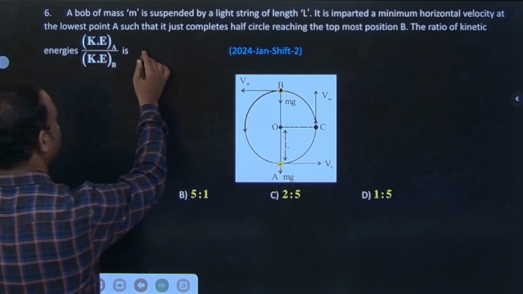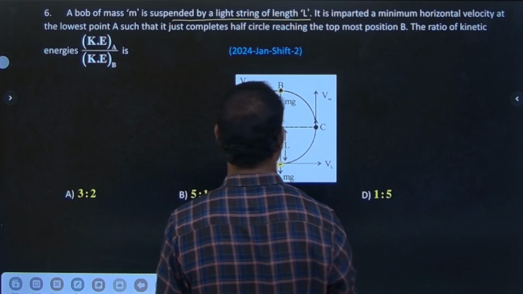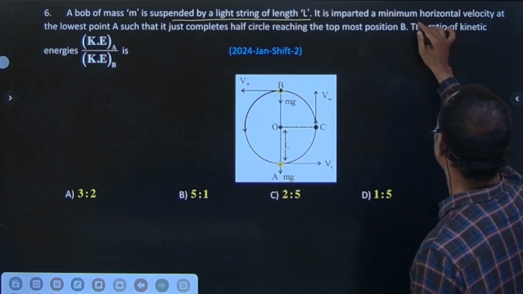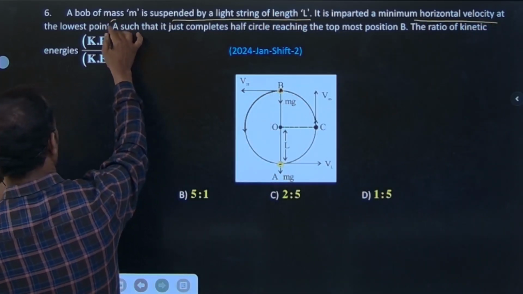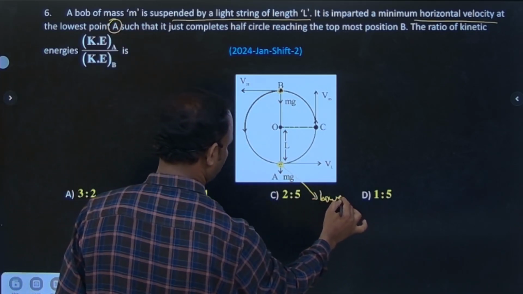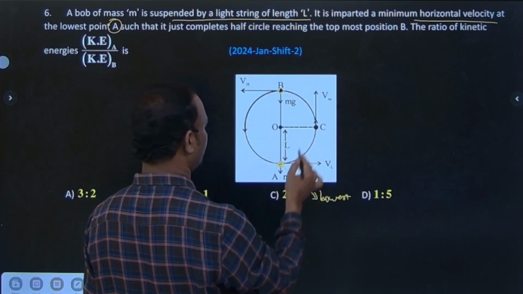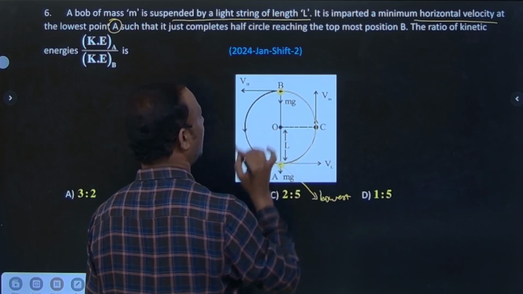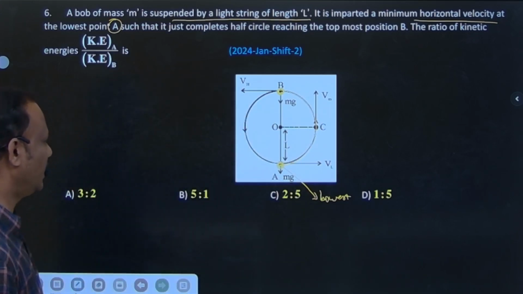A bob of mass m is suspended by a light string of length L. Impacted by a minimum horizontal velocity at the lowest point A, just to complete half of a circle, reaching the top. Half of a circle means coming to this position, reaching the point B. The ratio of kinetic energies at A and B.